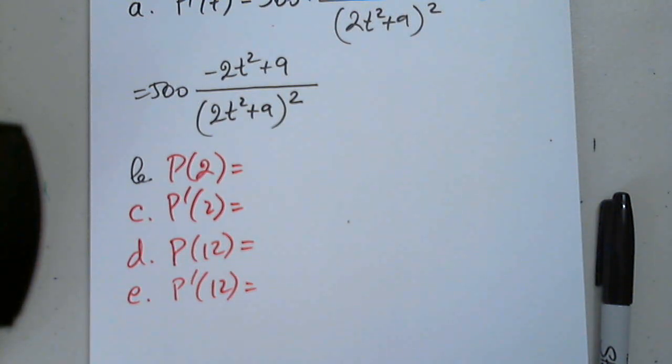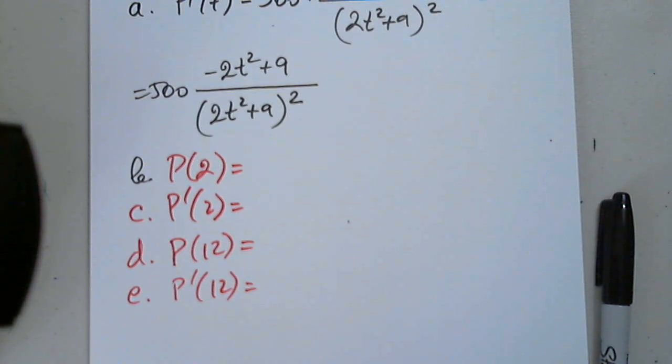I'm going to put the function 75 plus 500 in parentheses. Although it may work without, please make sure that you put enough parentheses so there is no discrepancy. 2t squared. The calculator will not know what you want. So plus 9 and close. So this is the function, 500t over 2t squared plus 9.